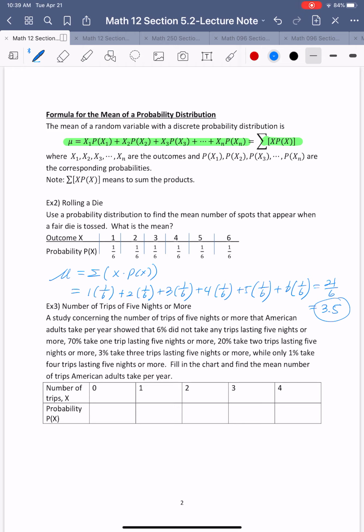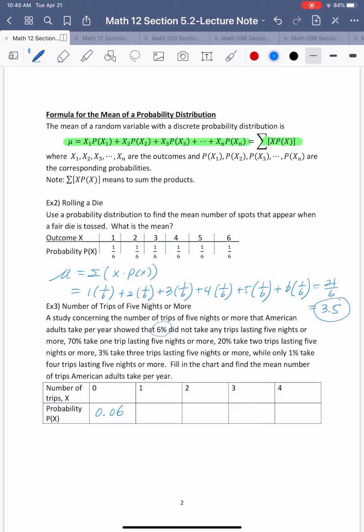So 0 is the group that never takes a trip of 5 nights or more, which is 6%, so it's going to be 0.06.